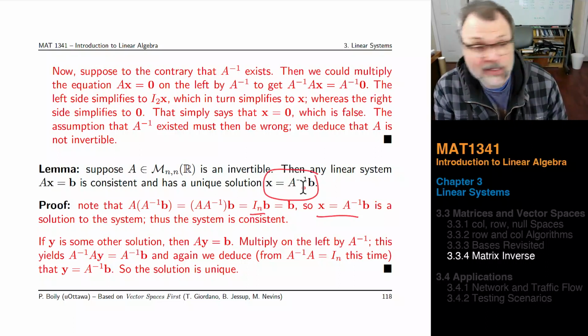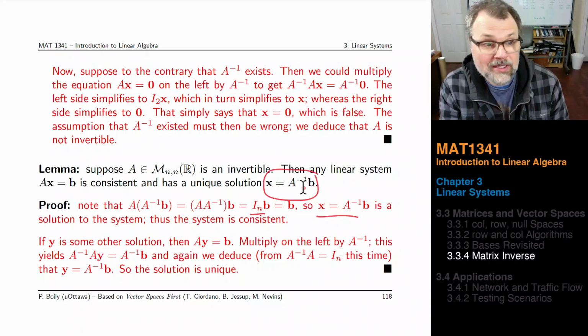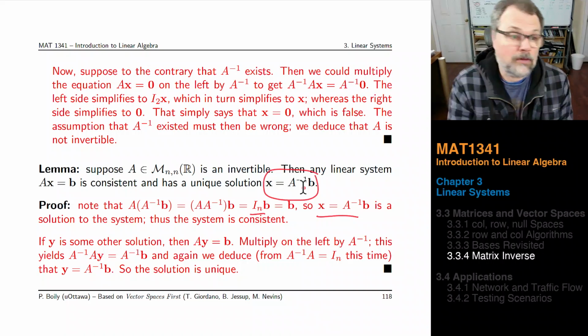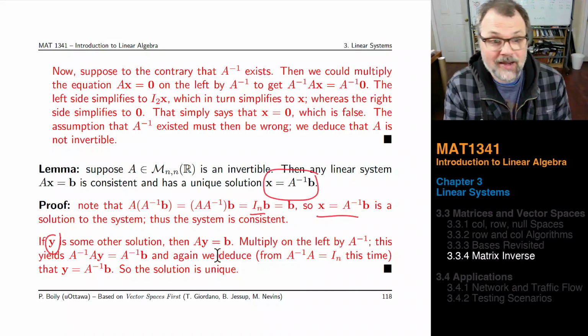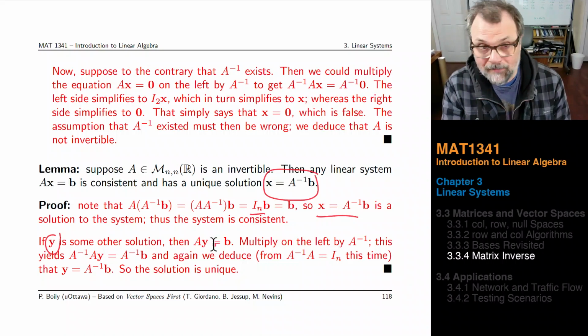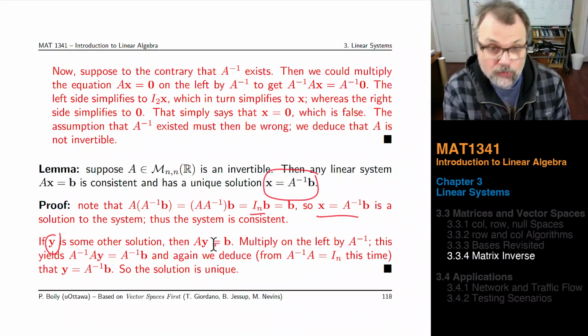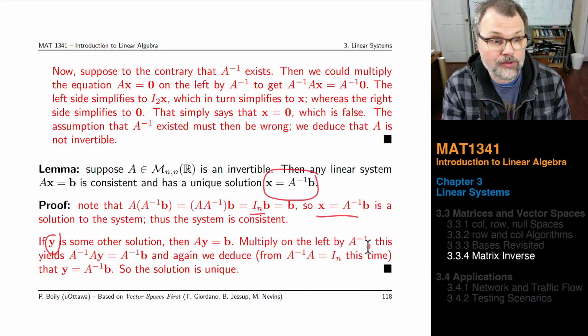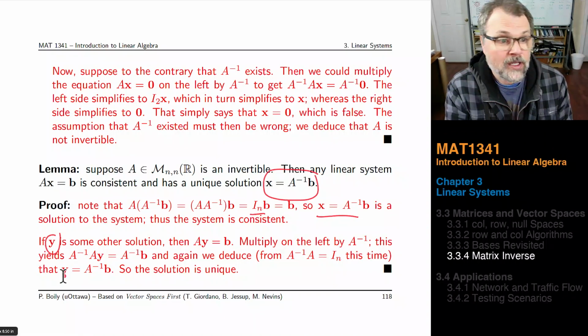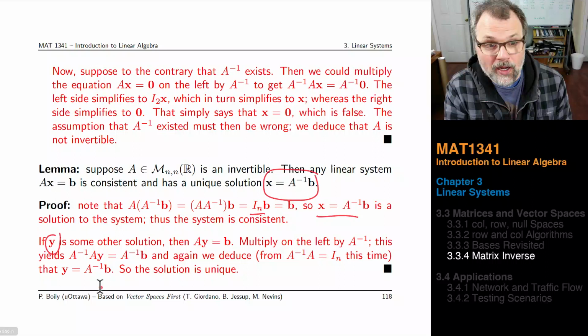How do we show that there can only be one? Well, let's say we have any other solution. Let's call it y. A times y would also be equal to b, right? Okay, so now we're going to multiply that new equation on the left by A inverse. And that's going to give us A inverse times A times y, which is equal to A inverse times b.